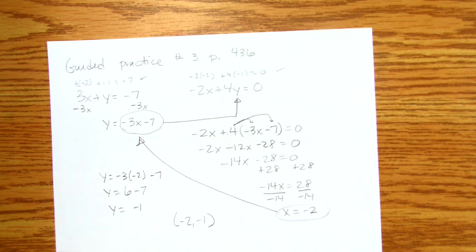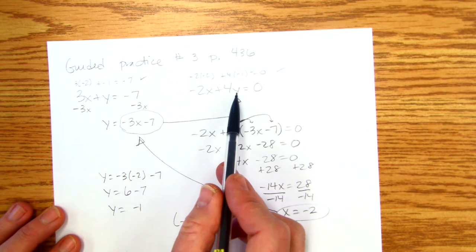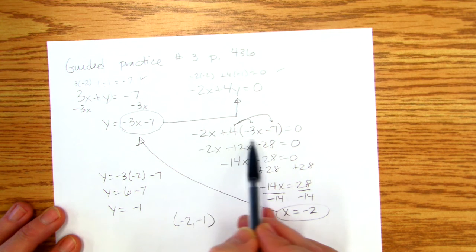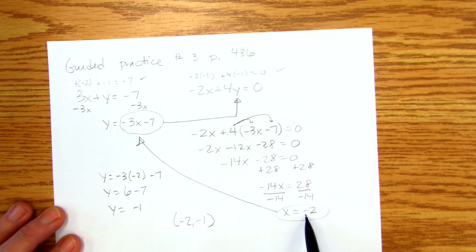That checks. So that is solving by substitution. Get one variable by itself, substitute it into the other equation, so now you only have one variable, and then work to get that variable by itself.